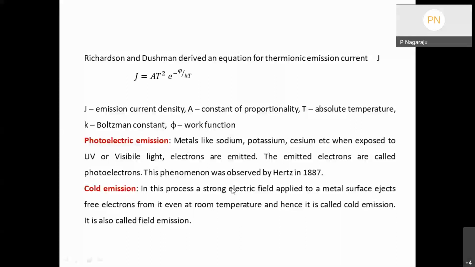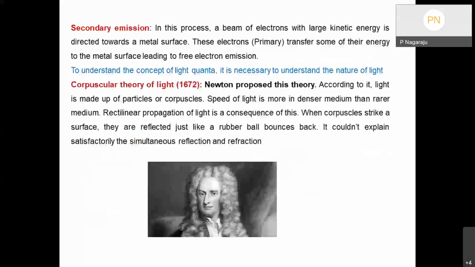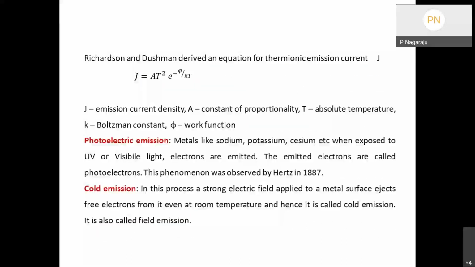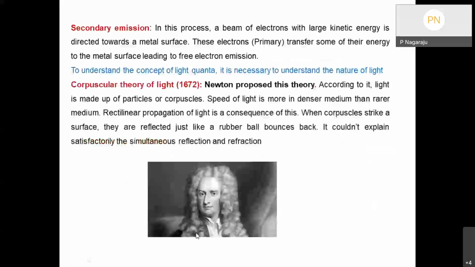And in this process, a strong electric field is applied to metal surfaces. Then free electrons are ejected even at room temperature, and hence it is called cold emission. It is also called field emission because the electric field is applied and therefore the electrons are emitted.